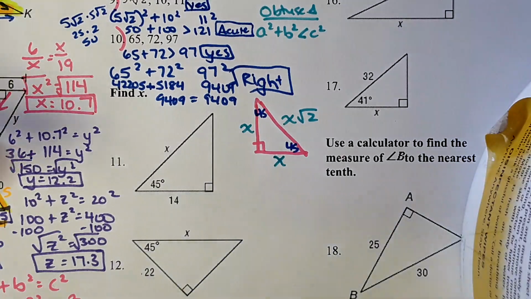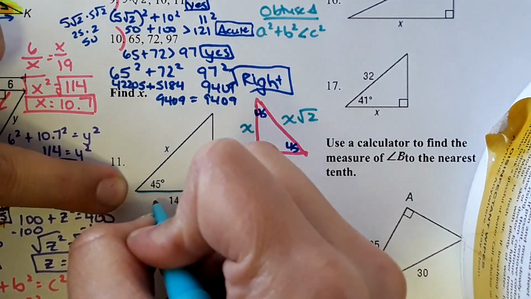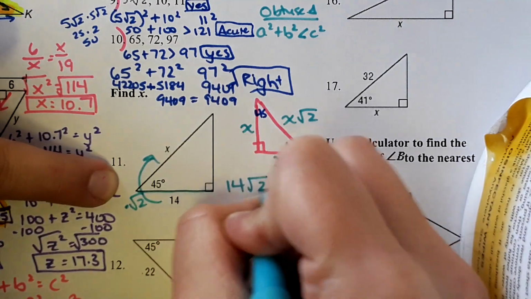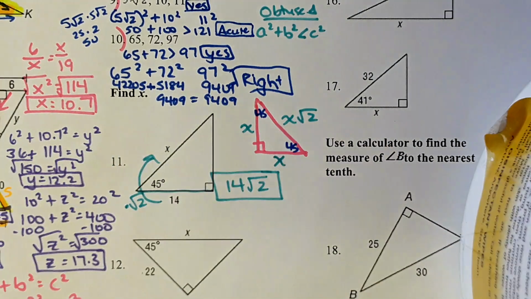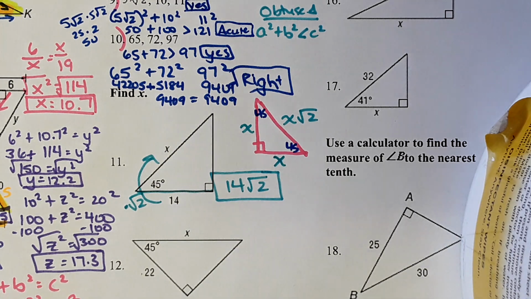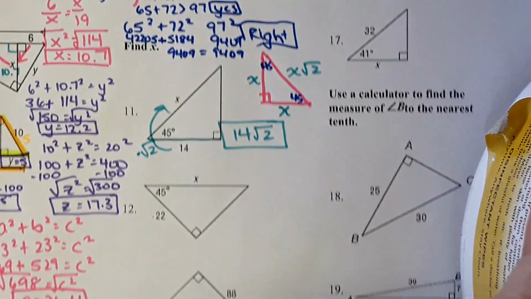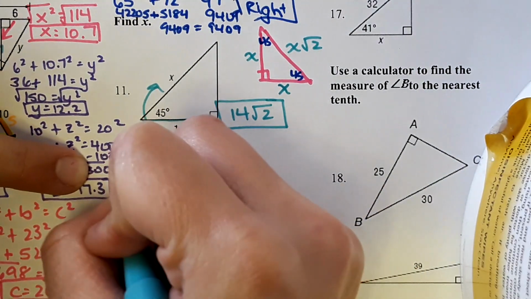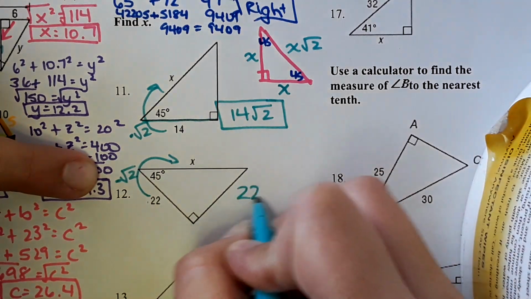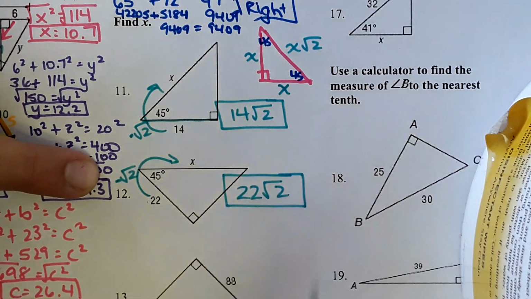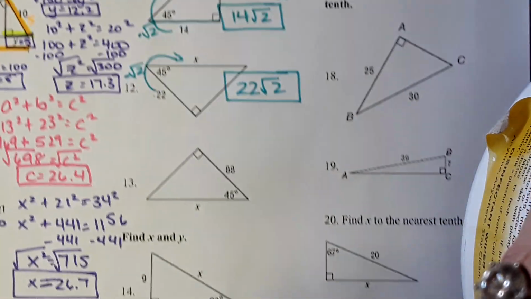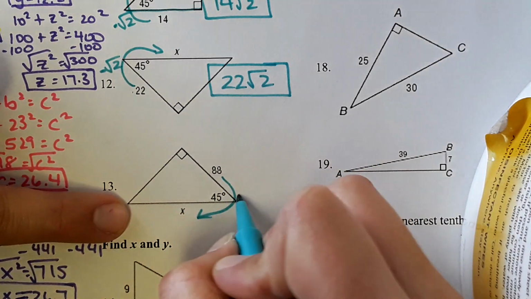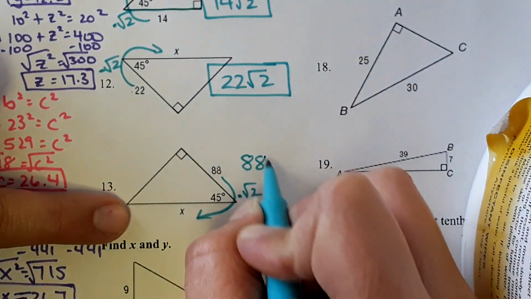Okay, now on this one, we're given a leg. We need to figure out the hypotenuse. So multiplying by square root of 2, we get 14 square root of 2. Then number 12, we have a leg. To find the hypotenuse, we multiply by square root of 2. So 22 square root of 2 is the answer. Then 13, to go from the leg to hypotenuse, multiply by square root of 2. So the answer is 88 square root of 2.